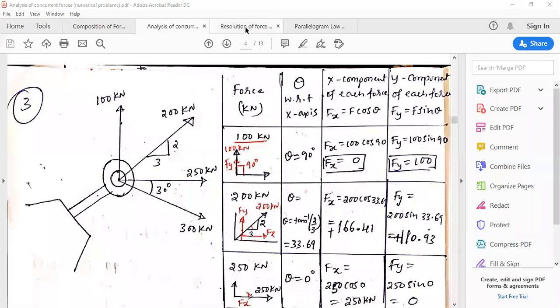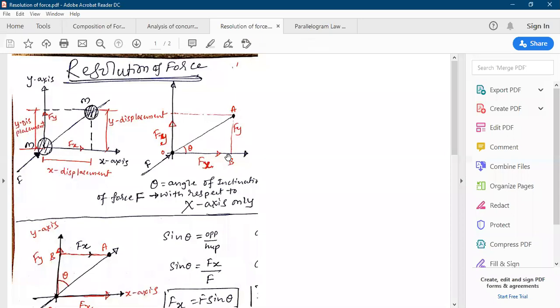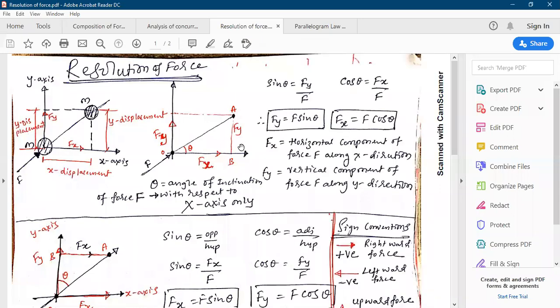In the beginning, we started with resolution of force. We have understood what resolution of force is. Resolution of force is a method or technique of resolving a force into its x component and y component, for a force acting at some angle theta, with some inclination theta.